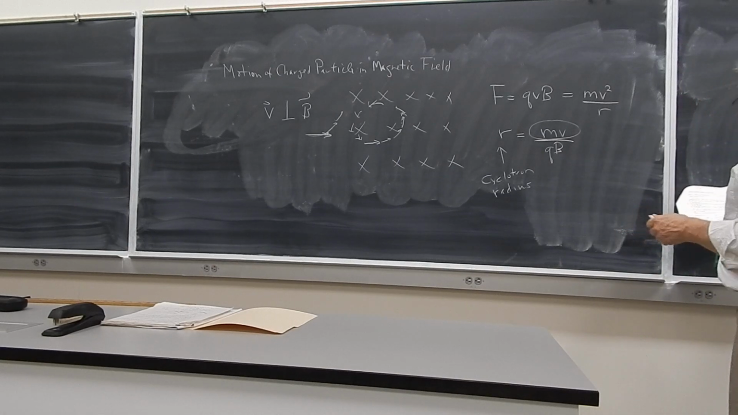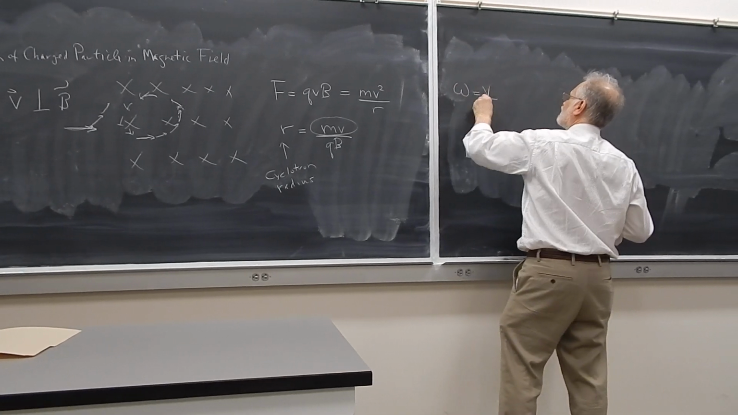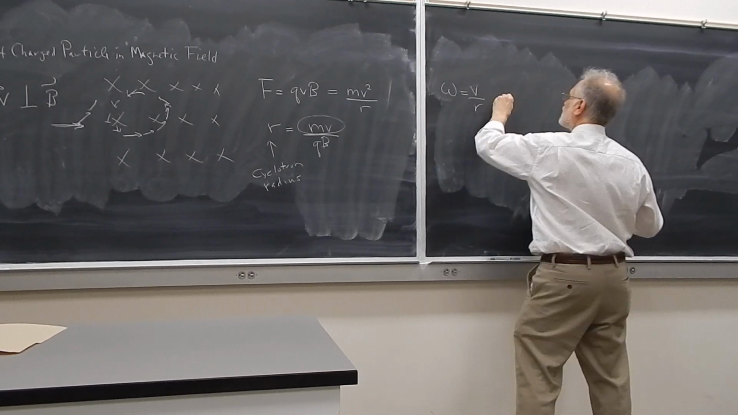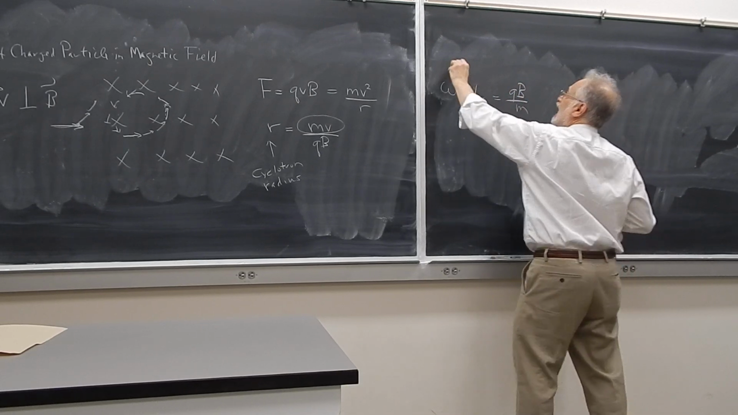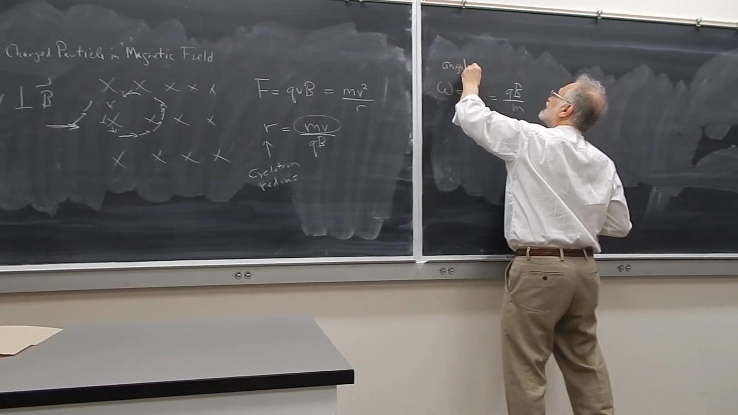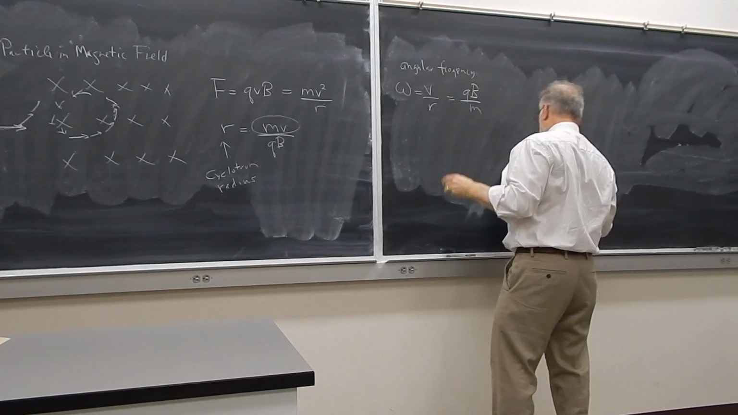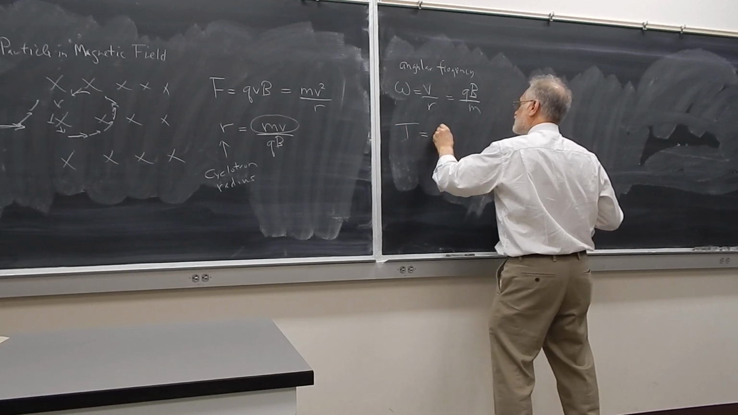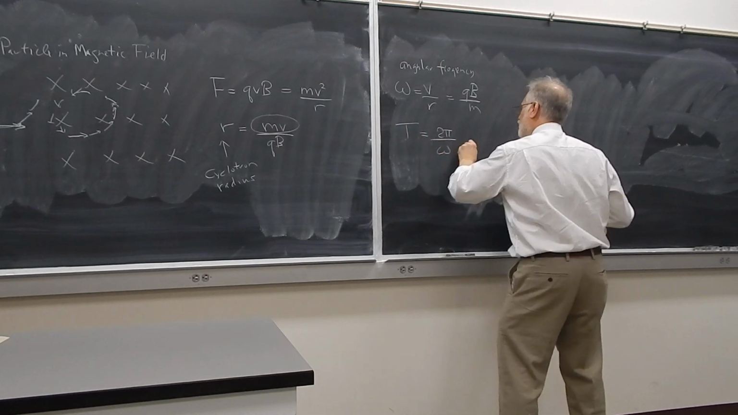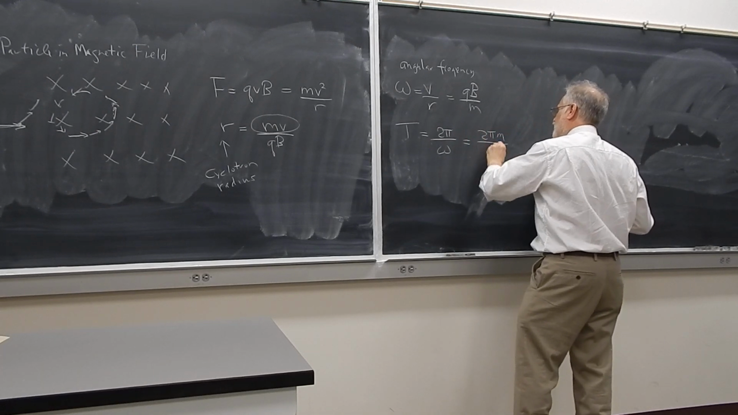Other properties, we can calculate an angular frequency. Omega is V over R, and in this case, using our variables, I can write that as qB over m. So this is an angular frequency. And of course, we can have a period, T, which is equal to 2 pi over omega. And so that's going to be 2 pi m over qB in these terms.